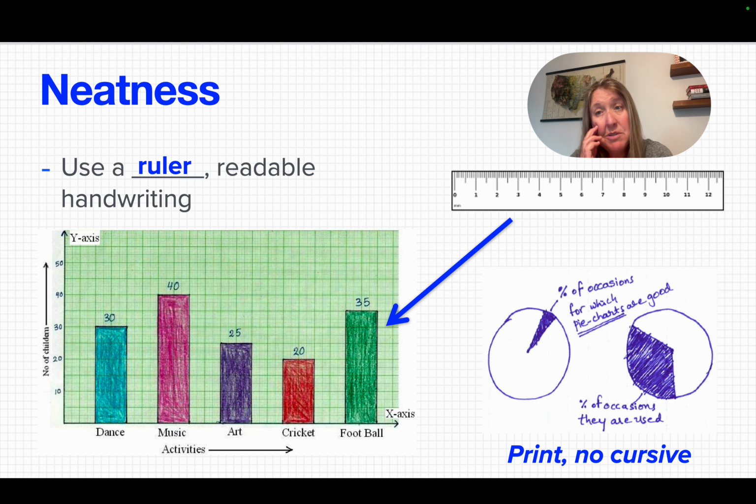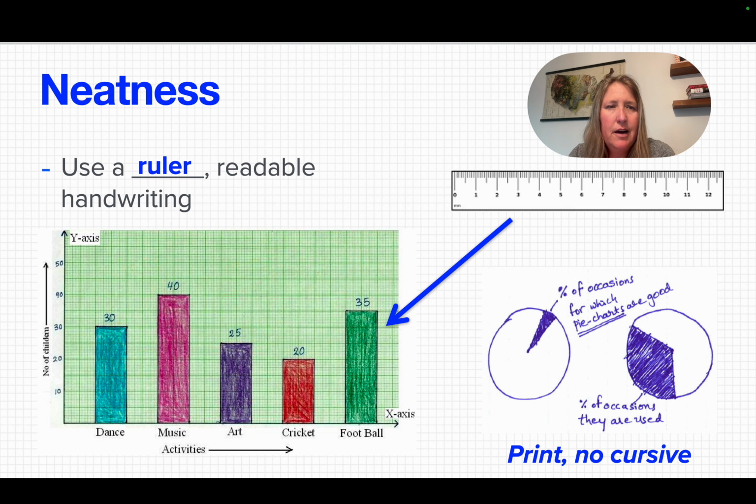So the way we're neat when we graph is we use a ruler. Pretty simple. You can see what it looks like when you use a ruler and when you don't. Even though that circle is pretty good, the lines could have been drawn with a ruler. And you could have used a protractor. And certainly print, no cursive.